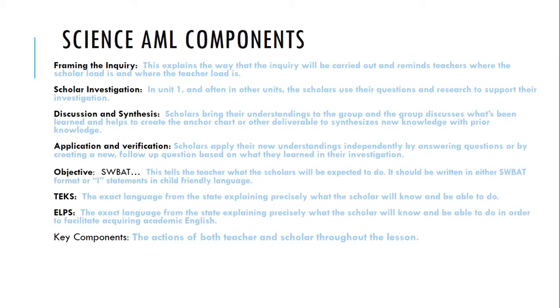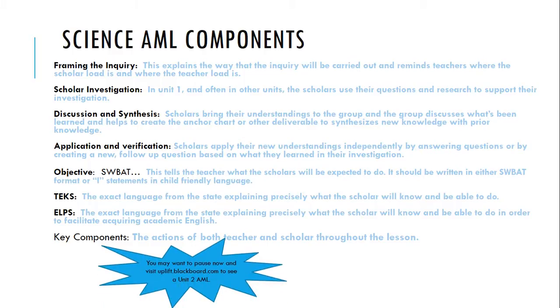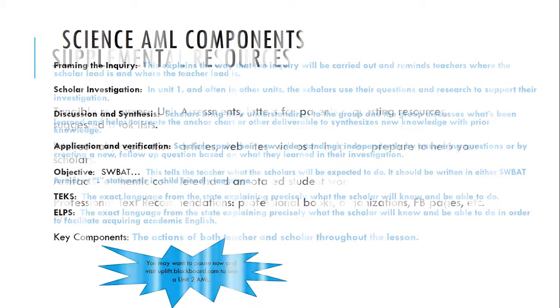All right, so the science AML components. We're going to frame the inquiry, which is going to be motion, zigzag motions, and magnets. The scholar investigation, all of the discussion that you go into, the application and verification of their understandings, and of course the objectives, the TEKs, the ELPs, and the key components. The AMLs for science are heavy in STEM scopes this unit. Hooray! All right, so if you want to pause now and go see an AML, and if you have questions you can email me, that would be amazing.